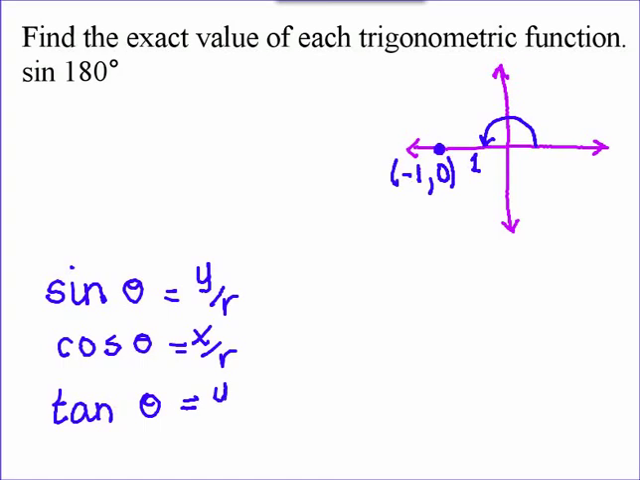In this problem, I need to find the sine at 180. So the sine at 180 is going to equal y over r. What is my y coordinate in that point? 0. What is the radius? 1, because remember I said when we find exact values, the radius is always 1. So sine at 180 will be 0.